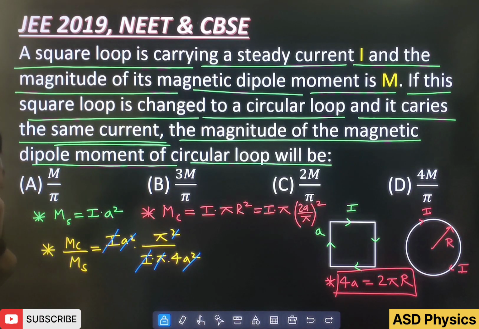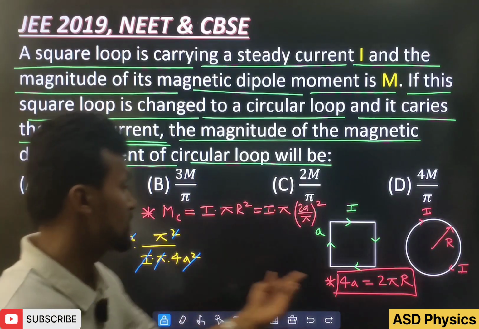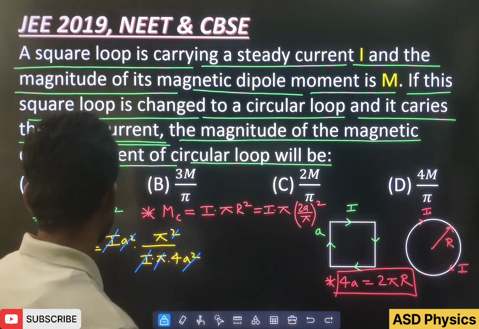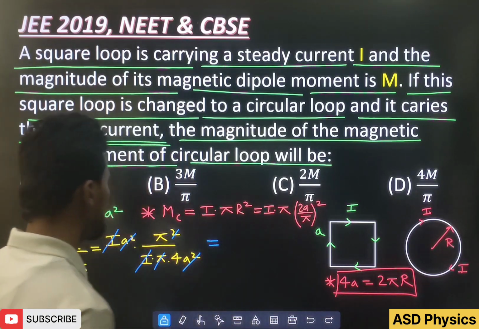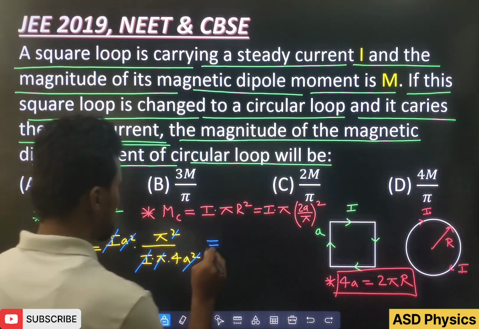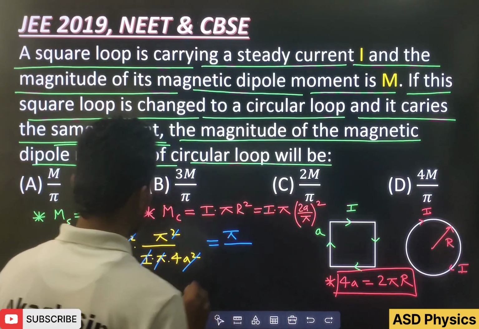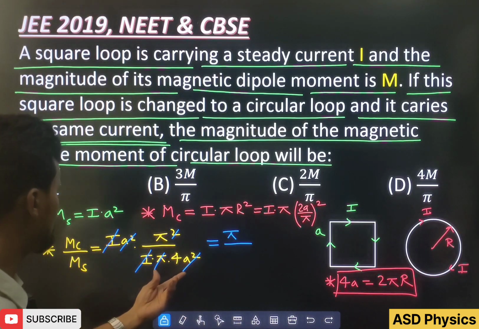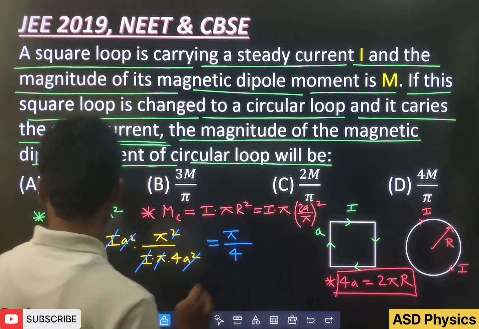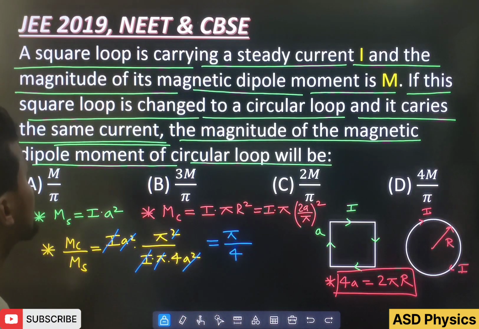So just let me see here, no? Correct only, na? R will come what here? 2a by pi only, correct now? So in this situation, what will this become here? Kindly see here, this will become pi, and what will become here? Here in this situation, what will come? 4 will come, is it? Because they are asking here what? Circular loop only, no? Because MC by MS.